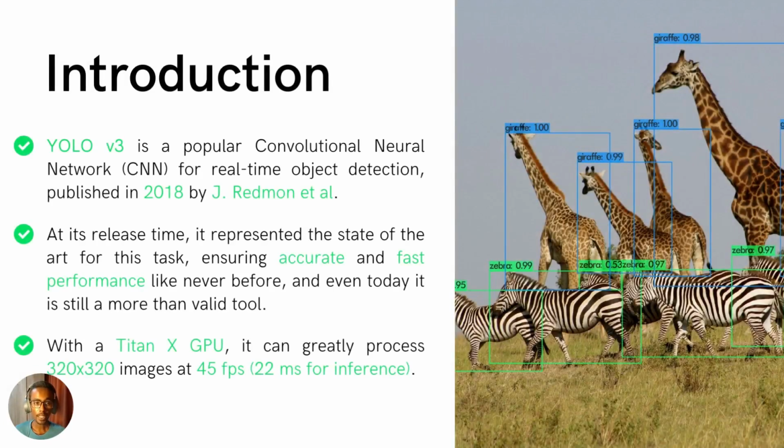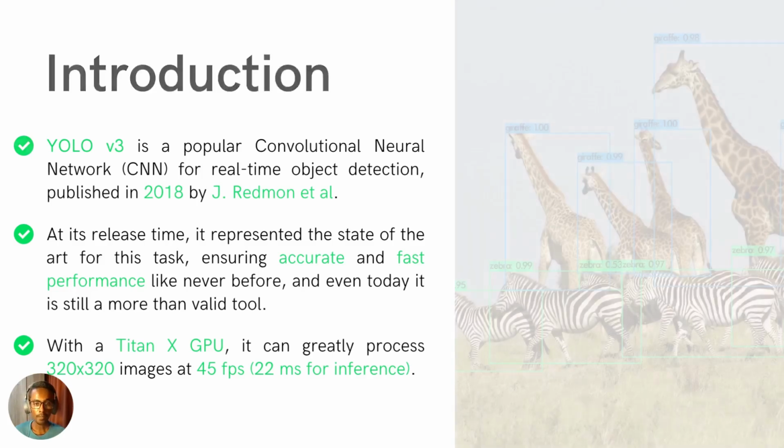So YOLO version 3 is a popular convolutional neural network for real-time object detection, published in 2018 by Joseph Redmon. During its release time, it represented the state-of-the-art for this task, ensuring accurate and fast performance like never before. Even today, it is still a valued tool. When they trained the YOLOv3 model using the Titan X GPU, it could process images of resolution 320 by 320 at 45 frames per second, and that's a very good inference speed.